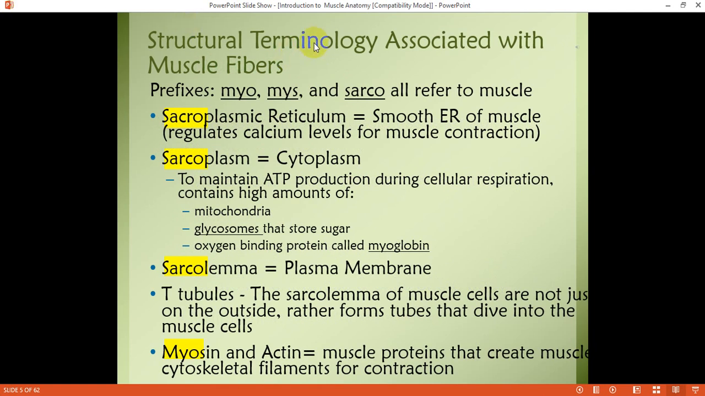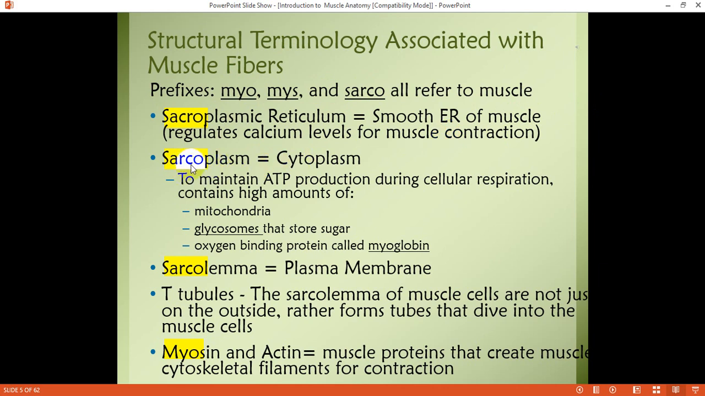Certain terms are related to the muscular tissue, and the prefixes used in those terms are myo, mys, and sarco. So if we hear these terms, we should know that they are related to the muscular tissue. For example, the sarcoplasmic reticulum is the smooth endoplasmic reticulum of the muscle, which is responsible for calcium level regulation for muscle contraction.